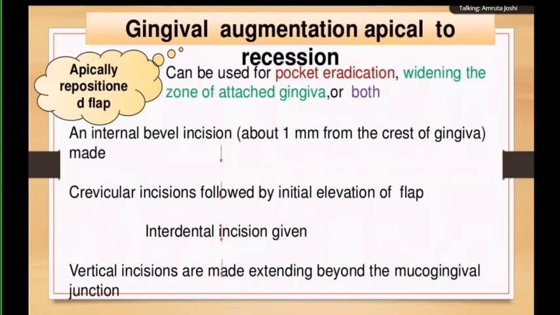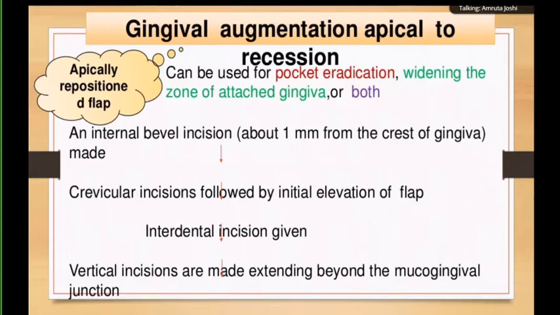Then we will see the last technique of increasing the width of attached gingiva, that is the apically repositioned flap. The name itself gives us the technique. You raise a flap, you make a vertical incision so that the flap becomes mobile, and you take it towards the mucogingival junction and suture it down.